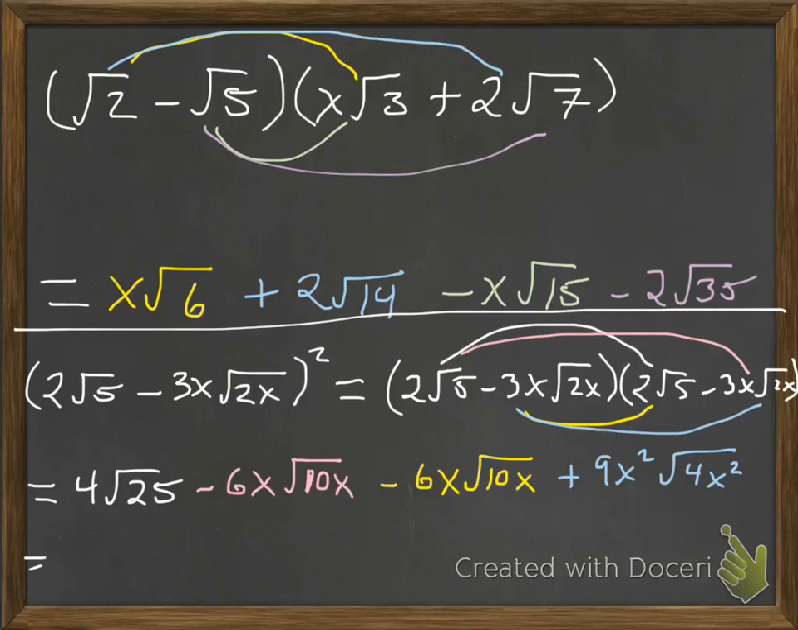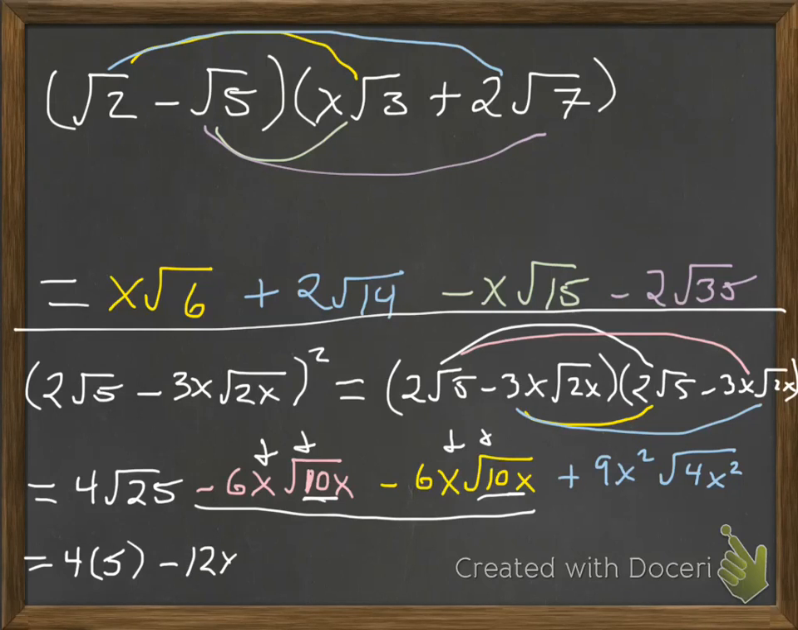So we do know the square root of 25 is 5, so we have 4 times 5. We do have like terms, so they both have a negative 6x. The thing that's important is the radical, both being square roots, and they both have the same radicand. So they are like terms, so we can combine them. So that's going to make minus 12x square root of 10x.